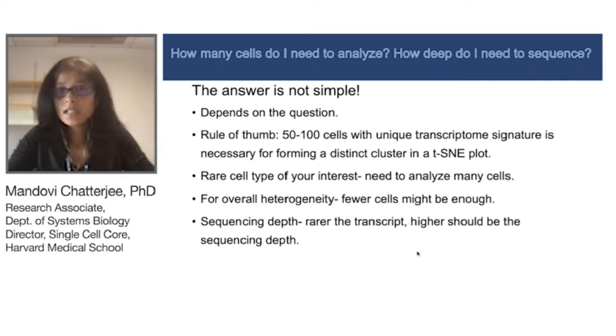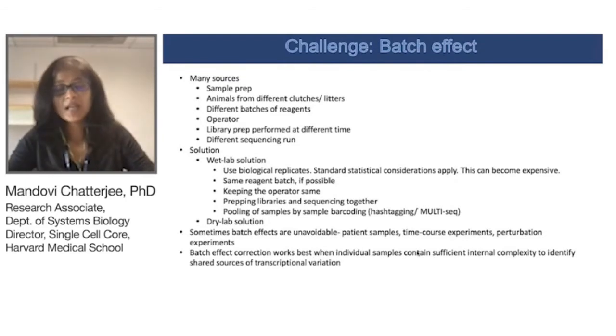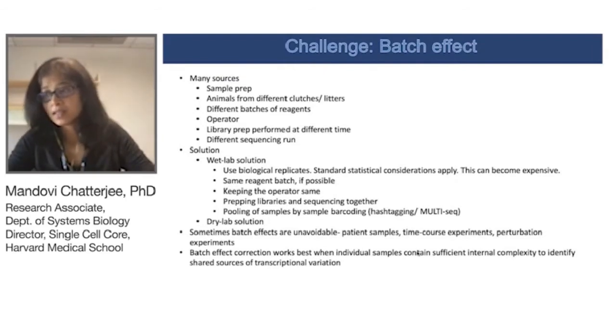Now for sequencing depth, rarer the transcript, higher should be the sequencing depth. And deeper the sequencing, higher is the cost. So there is a fine balance that you have to strike. So sometimes people start with shallow sequencing depth and then decide how much deeper they need to go after looking at the data. Now, batch effect has been identified to be one of the challenges in single cell data.